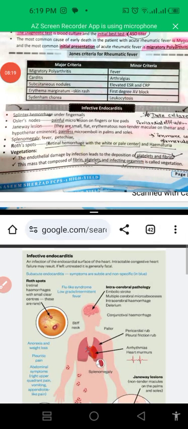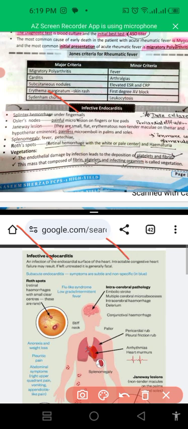Another one is infection of the heart endocardium, infective endocarditis. It is a condition in which infection results in congestive heart failure. If untreated, the patient can die of this condition. What are the findings of infective endocarditis? There are growth spots on the retina and intracranial pathologies.